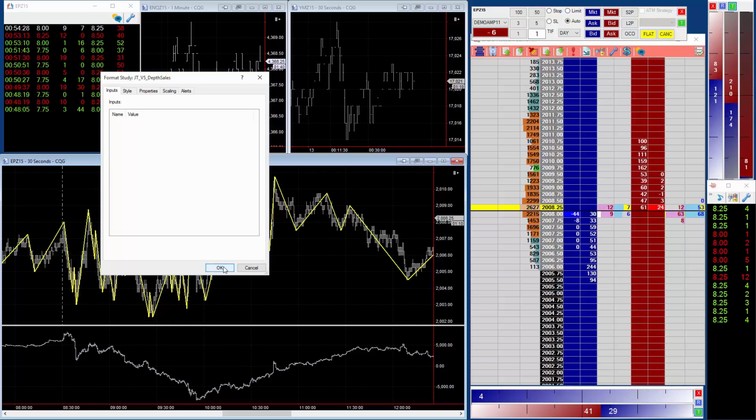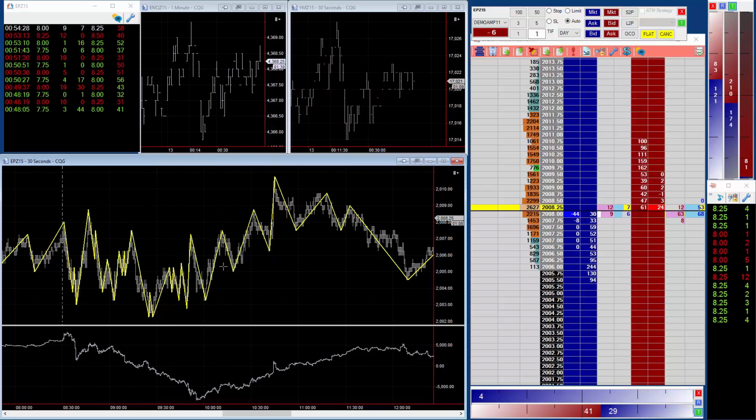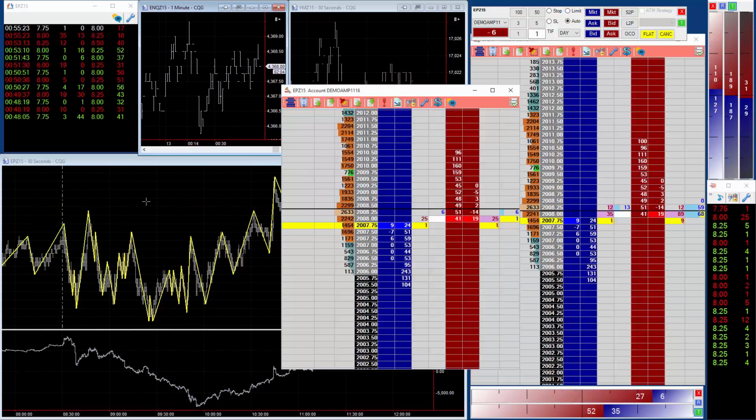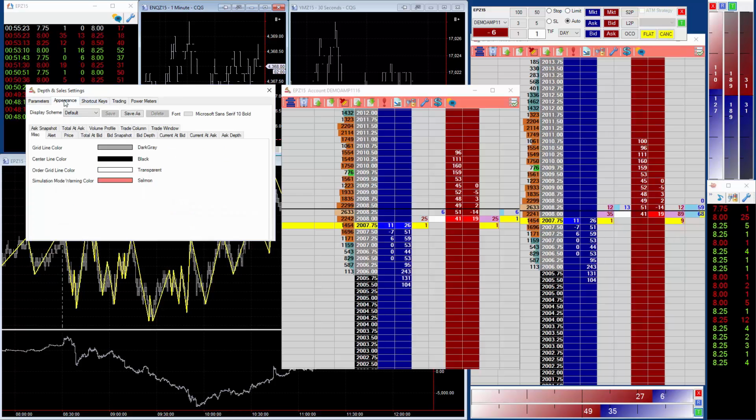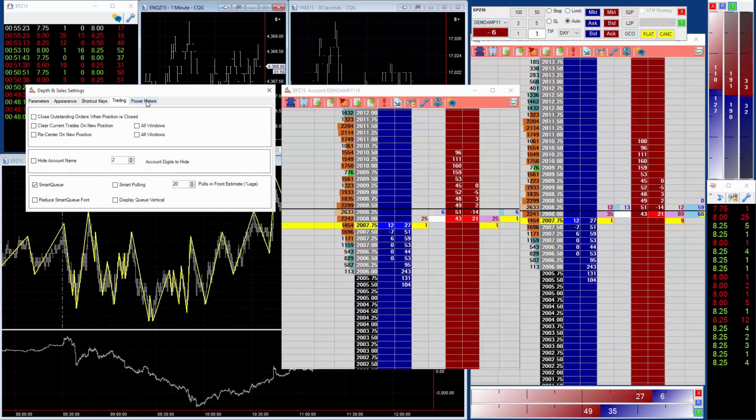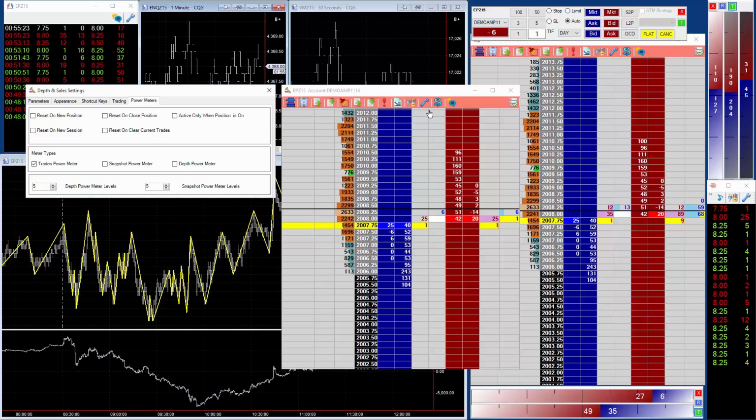There's no parameters to enter on any of these tools. They all have their own setting screens. And here is the depth and sales tool here. As I say, all of these tools have their own setting screens. So when you want to change the parameters, just click this spanner icon in the tools.